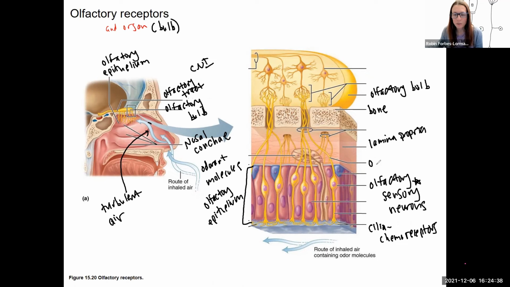This is the olfactory neuron axon, as you can see. There actually is a synapse before we get to our olfactory tract. So it's not the axons of the olfactory sensory cells that travel to the brain. There's a synapse here, and this is a mitral cell. So the olfactory tract is actually the axons of mitral cells.